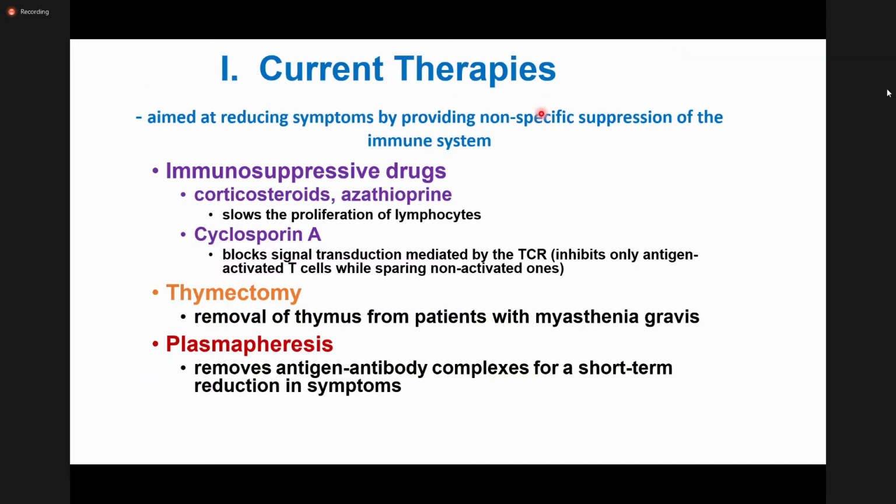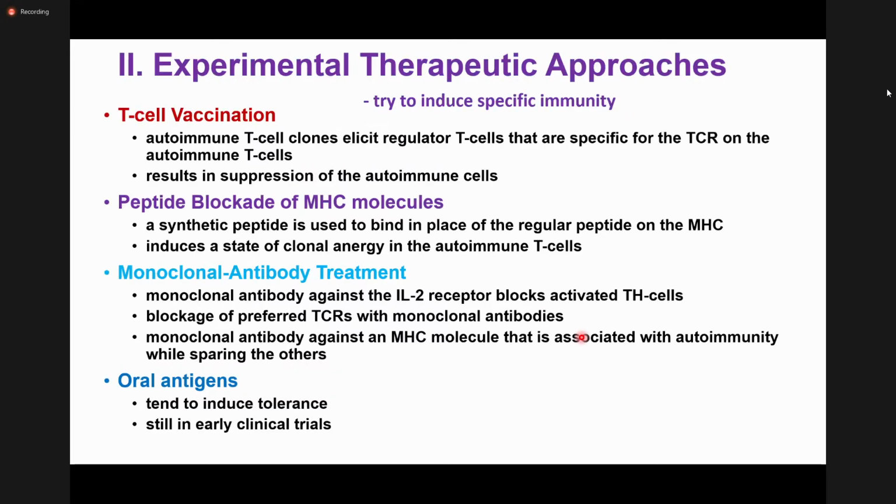So here the examples of the therapies are immunosuppressive drugs, okay. There are many types of immunosuppressive drugs that are prescribed, or thymectomy, the removal of the thymus, for example, in myasthenia gravis patients, okay. And then another is plasmapheresis, the removal of antigen-antibody complex for a short term, okay. The removal of the complex. Those are the current therapies: immunosuppressive drugs, thymectomy, plasmapheresis, okay.